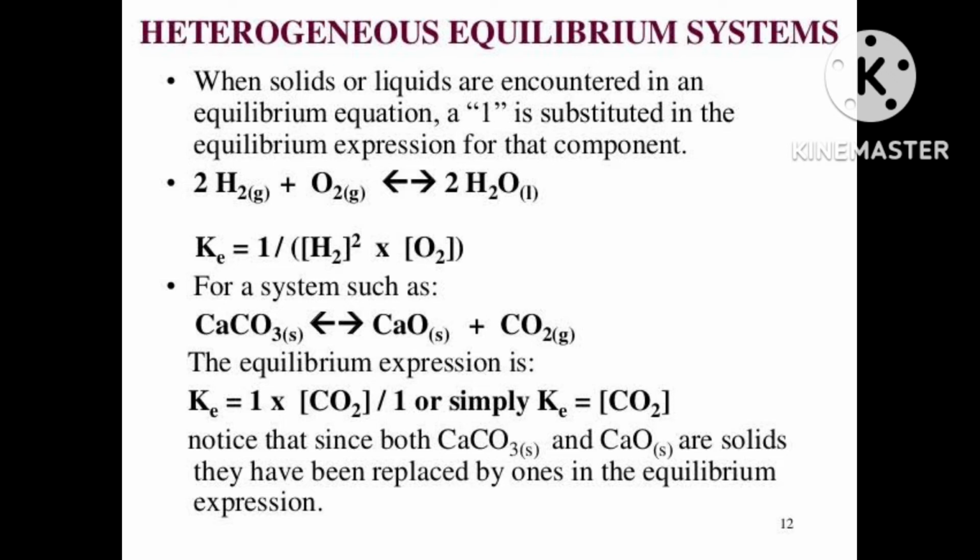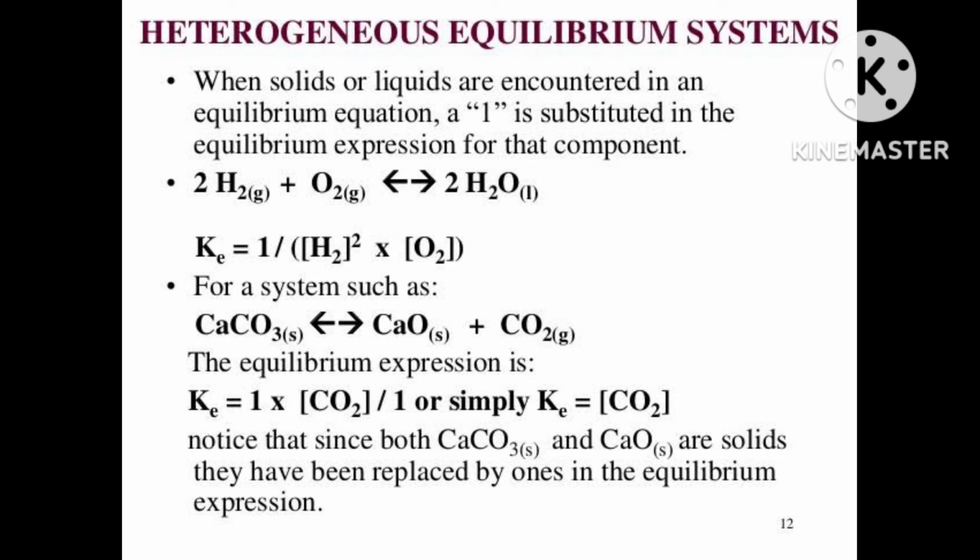Again I am reading the question. At equilibrium, the concentration of N2 is 3.0 into 10 to the power minus 3 M, O2 is 4.2 into 10 to the power minus 3 M, and NO is 2.8 into 10 to the power minus 3 M in a sealed vessel at 500 K. What will be Kc for the reaction? The reaction is N2 + O2 ⇌ 2NO. All are in gaseous state: N2 gas plus O2 gas, and the product is 2NO gas. Then what will be the Kc value?